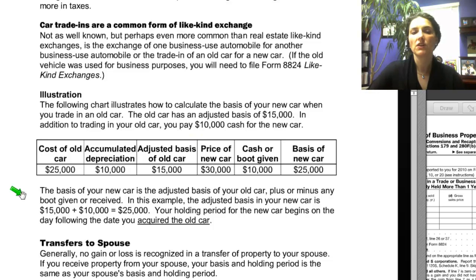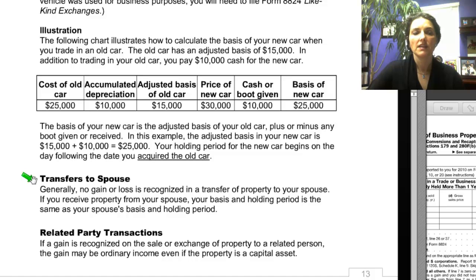So the basis of your new car is the adjusted basis of your old car, plus or minus boot given or received. In this example, the adjusted basis in your new car is $15,000 plus $10,000, or $25,000. Your holding period for the new car begins on the date following the date you originally acquired the old car.